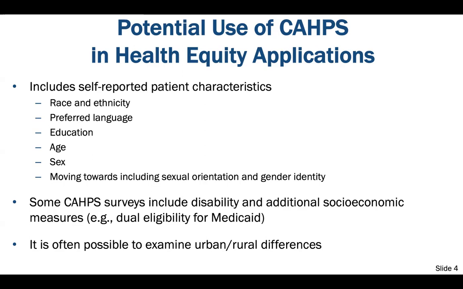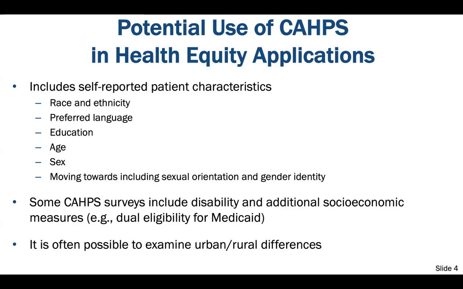Depending on the particular survey or the administrative files that are linked to it, you might also know other things that are linkable. Might be dual eligibility for Medicaid, which can be a proxy for SES, as well as medical need, sometimes disability information, sometimes information about urban and rural residents.